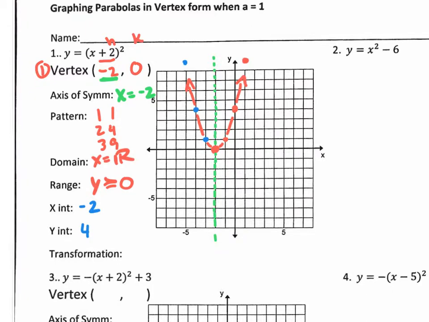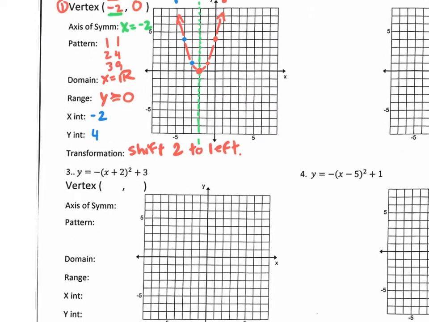Now the transformation, this is just something I want you to start thinking about, and let's write it down here. What happened if you were to think of the original parent graph, which has the origin as the vertex? What happened to the original parent graph compared to this new one? It got shifted 2 units to the left. So I would like you to write that down on the transformation. Shift 2 to left. And that's about it. Let's try number 3 right here.